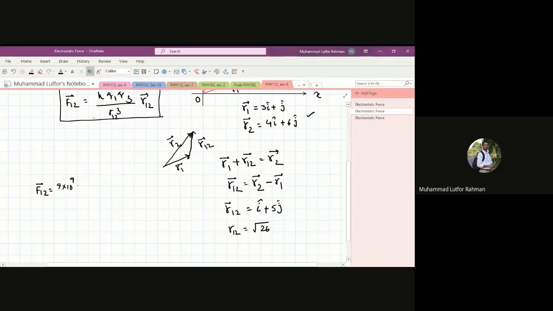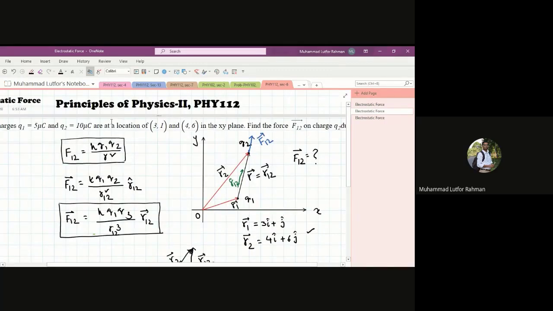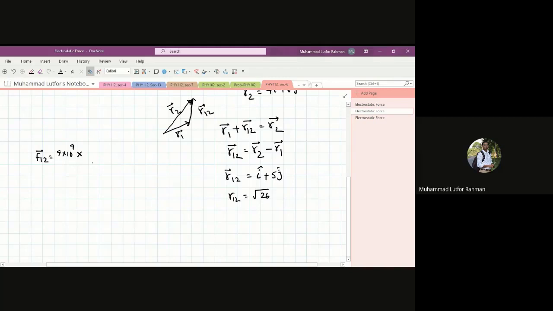Okay, this is the Coulomb constant, 9 into 10 to the 9. And Q1 is 5 microcoulomb, and Q2 is 10 microcoulomb. So I'm putting these values over here. So 5 into 10 to the power minus 6, micro means 10 to the minus 6, into 10 into 10 to the power minus 6, divided by root 26 cubed into the R12 vector, which is I hat plus 5 J hat. Right? Now you can solve this one.